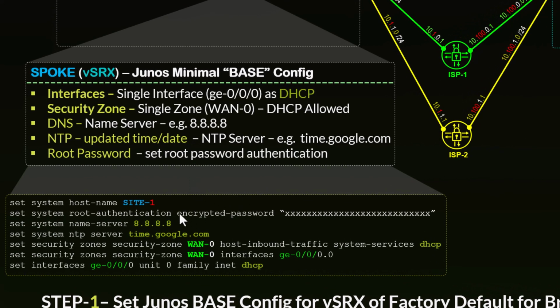Looking at the config, this is how it looks from Junos's perspective. The first line is just making sure I know which device I'm dealing with, so I'm setting the host name and then the root password. As I mentioned, for the name server I'm using 8.8.8.8, then NTP, and then this single zone with one interface attached and a DHCP.